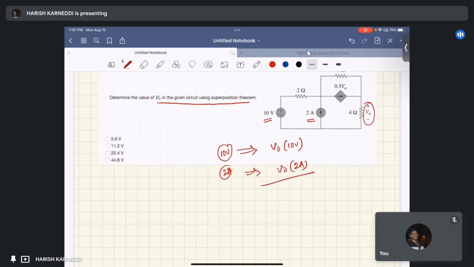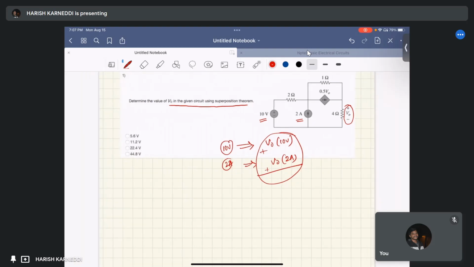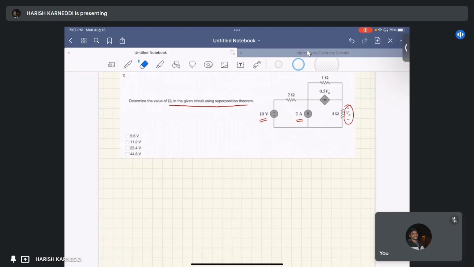The total response is both. This is the superposition theorem. The total response across any element is the algebraic sum of the responses when each source is acting alone. Okay. Consider the 10 volt source acting first.